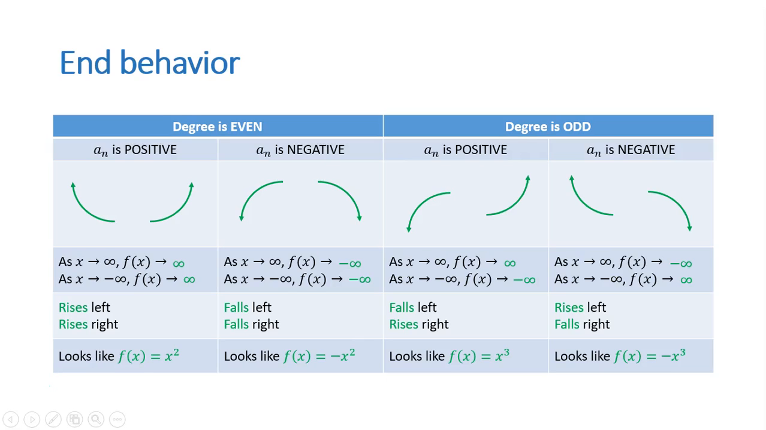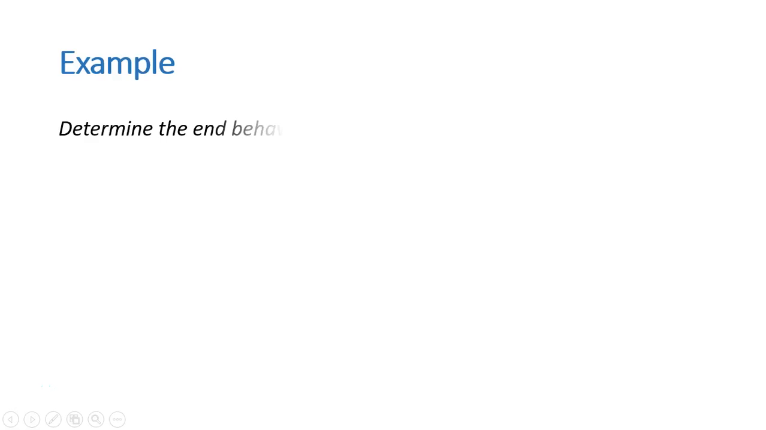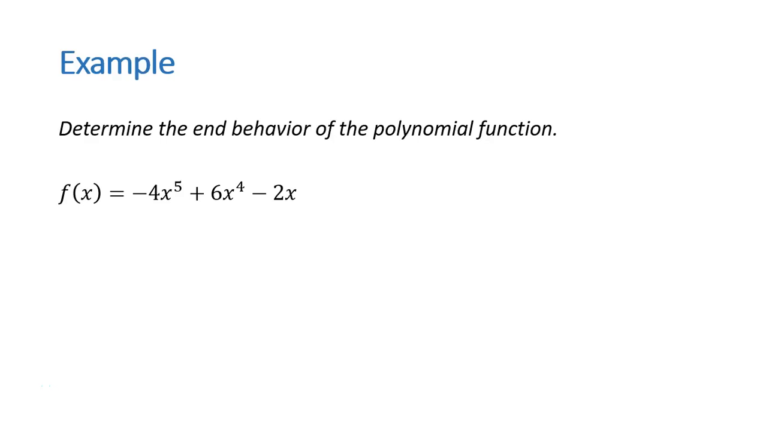Based on the function, how do we determine what the end behavior is going to be? So let's determine the end behavior of this particular polynomial function. f of x is equal to negative 4x to the fifth plus 6x to the fourth minus 2x. We're going to use the leading term test here. We need to identify the leading term, and then we're going to base the end behavior of this function on whatever the leading term tells us.